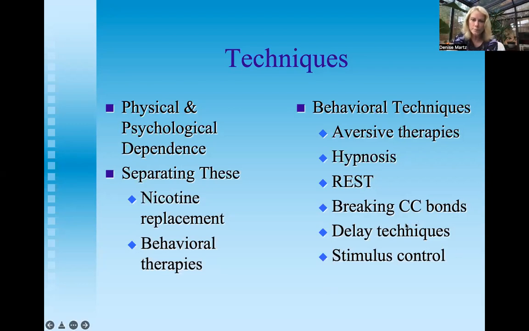Another thing that we do to help people break classically conditioned bonds is delay techniques. Let's say you get people to commit: okay, I can have my cigarette, which is comforting, but I've promised myself I'm going to delay X amount of time. So let's say somebody lights up in their car. They get in, and they decide, okay, I can have my cigarette, but I think I can commit to 5 minutes. So I'm going to drive for 5 minutes. If I still really want a cigarette, I will pull over and light up after 5 minutes.